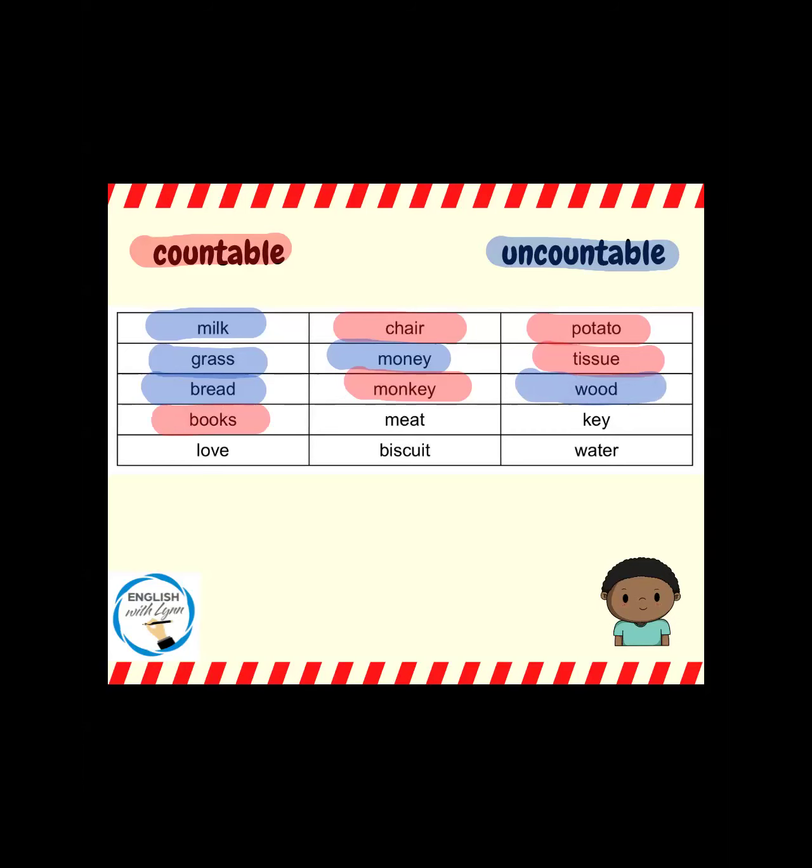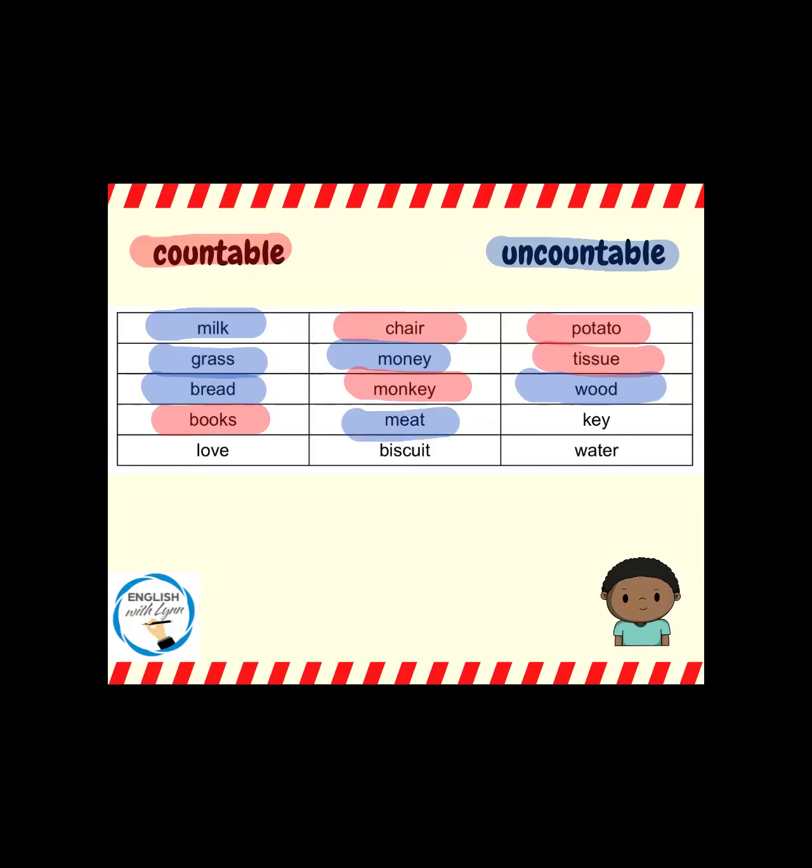And again, this is another one that may be different if you're learning other versions of English. But in British English, you don't say, would you like one meat? Would you like two meats? You just say, would you like some meat? And you can't count it, okay? So it is uncountable.